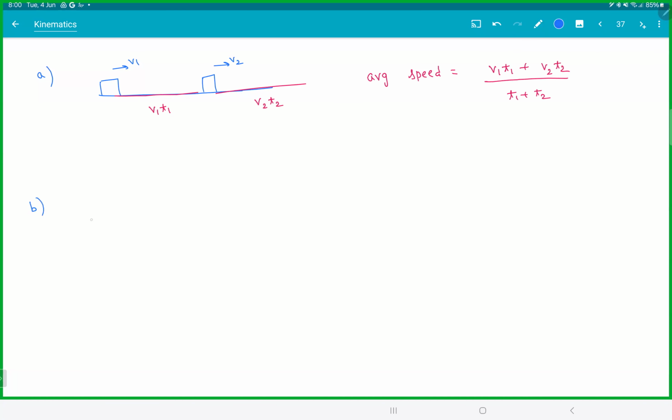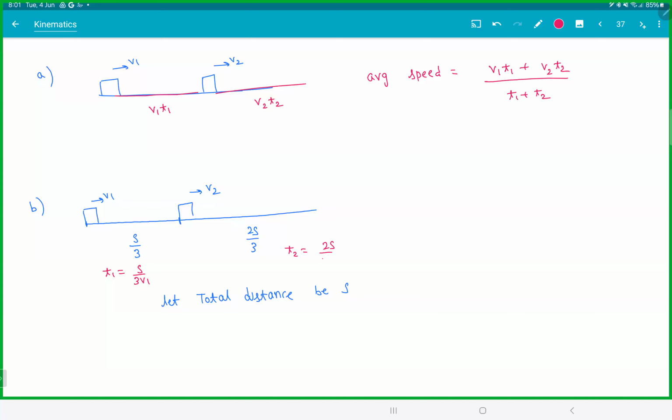The second part of the question, you said total distance means you're traveling 1/3. So let this distance be s by 3. This will be 2s by 3. So I'm assuming total distance is s. Now remember, s is not given in the question. I am assuming. So in the answer, there should be no s. So this s by 3, you're traveling with v1, and then 2s by 3, you're traveling with v2. Let this time be t1, which is distance s by 3, speed is v1. Let this time be t2, distance 2s by 3, v2.